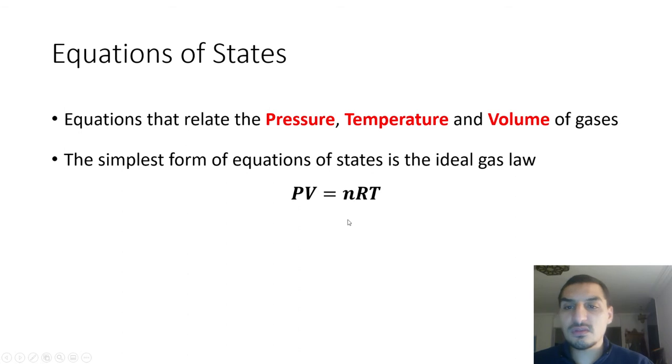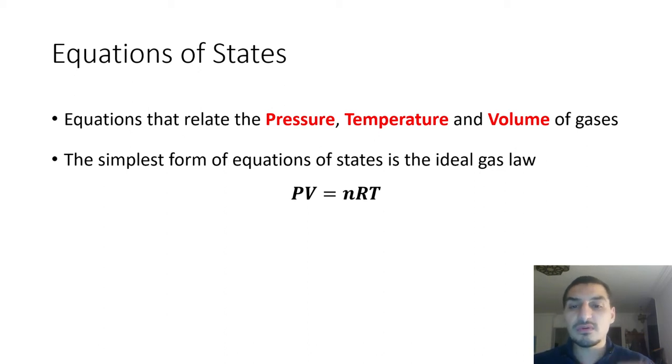So let's start about the equation of states, and these are the equations that relate the pressure, temperature, and volume of gases together. So you have a relation that lets you predict how the pressure will affect the temperature and volume, or how the temperature and pressure will affect the volume, and whatever. And there are many kinds of equation, and this is the simplest form, which is the ideal gas law, which is something we're going to talk about in few minutes.